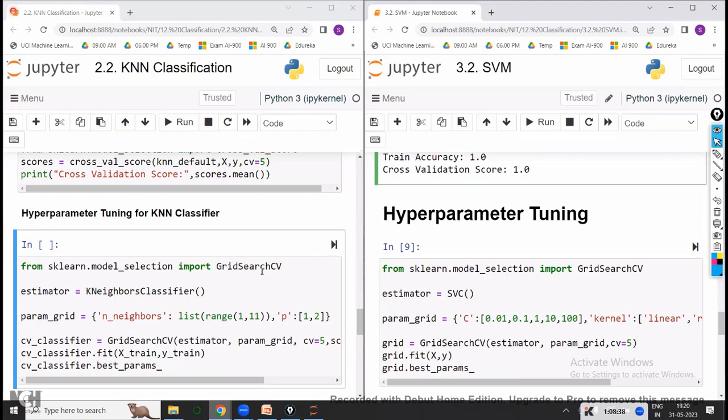Here the estimator is KNN. Here the estimator is SVC. Here the param grid is n neighbors and p value. Here it is C and kernel. How can I apply this n neighbors concept here? This concept is entirely different.